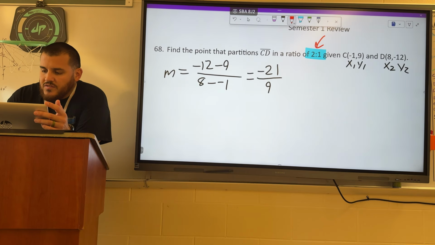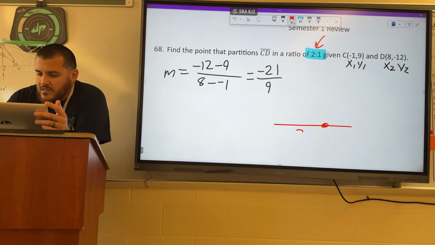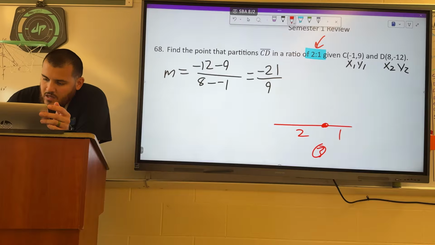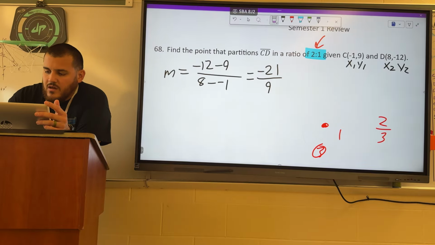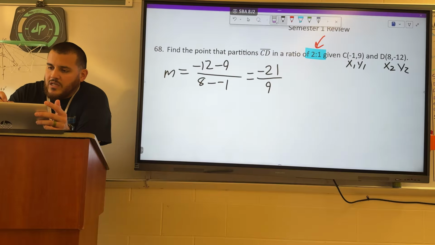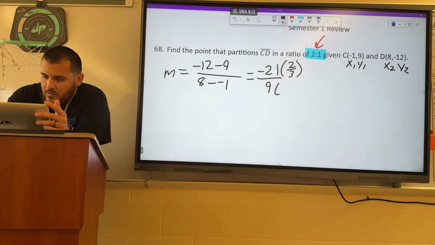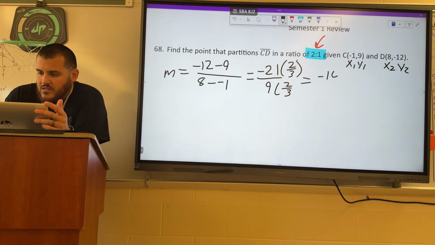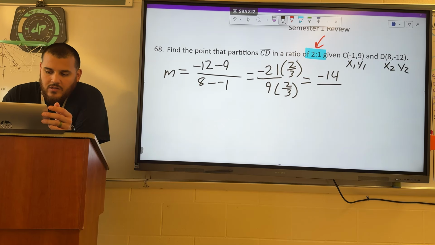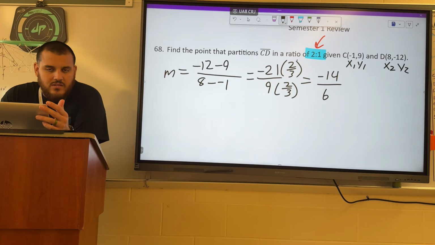We have a ratio of 2 to 1, meaning wherever our point is, 2 parts before it, 1 part after. That's a total of 3 parts, with 2 coming before our point. That's 2/3 of the distance from start to finish. So we need 2/3 of these distances between our coordinates, so we're multiplying both of these by 2/3. Negative 21 times 2 divided by 3 is negative 14. 9 times 2 divided by 3 is positive 6.